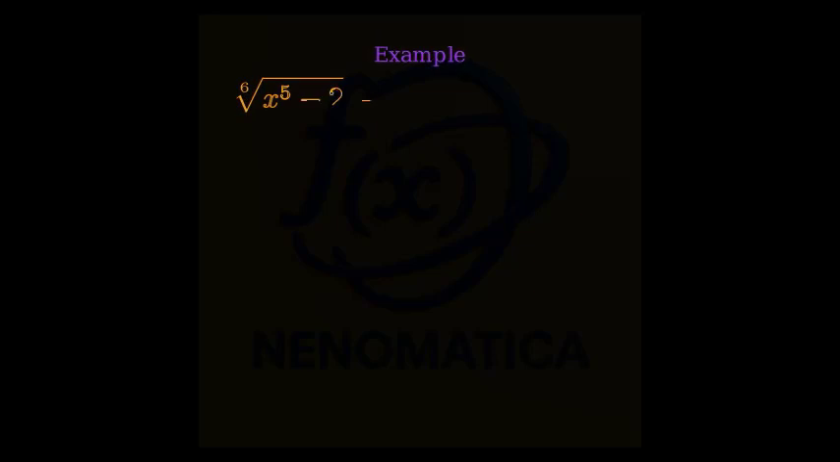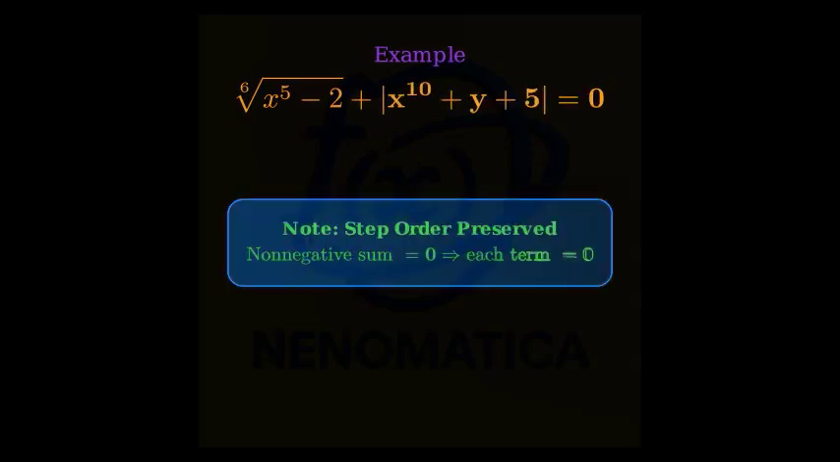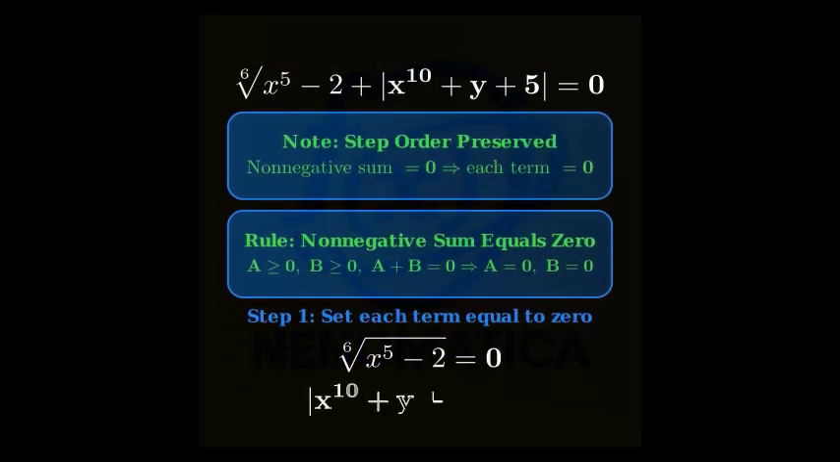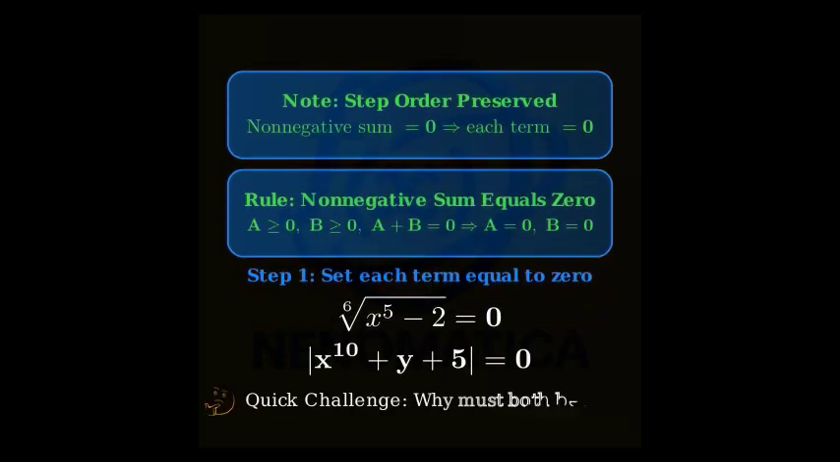Example. We will solve the radical absolute value equation for y. We will follow the exact step structure from the provided solution. First, set each non-negative term to 0, then solve the radical part, substitute into the absolute value part, and finally solve for y. Step 1. Because a principal sixth root and an absolute value are both non-negative, if their sum is 0, then each expression must be 0 individually.